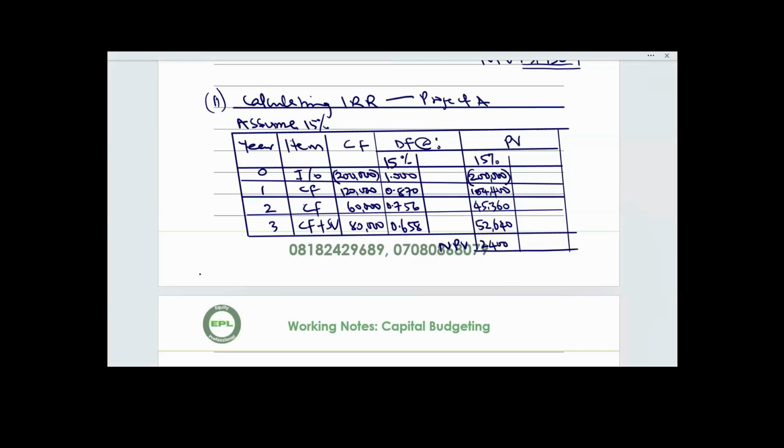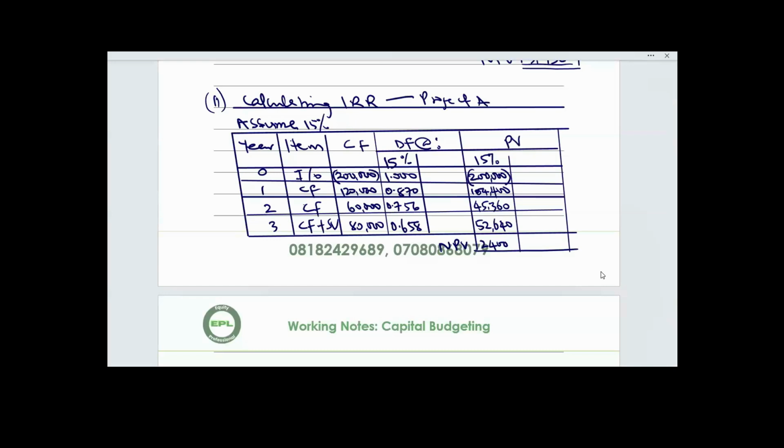Are you sure it's negative or positive? It's positive. Be careful. If you start from the negative, you are going to misinterpret it. That's why I say you should always start from the positive present value. So it's positive. We assumed 15% and got a positive NPV of 2,400.